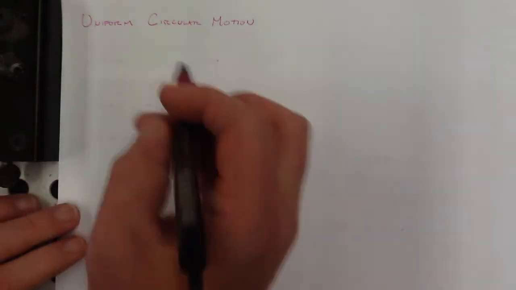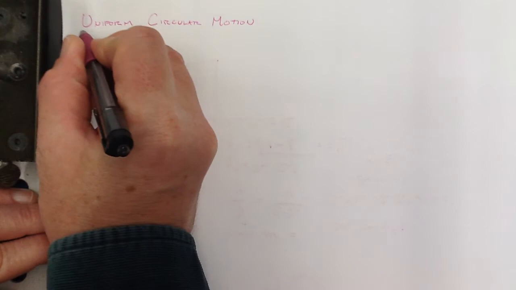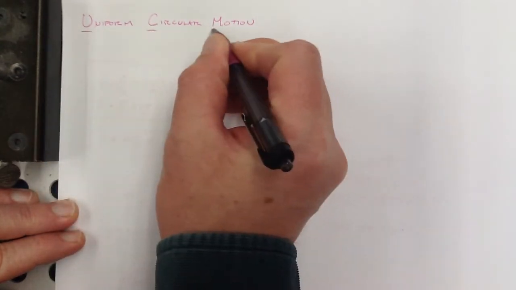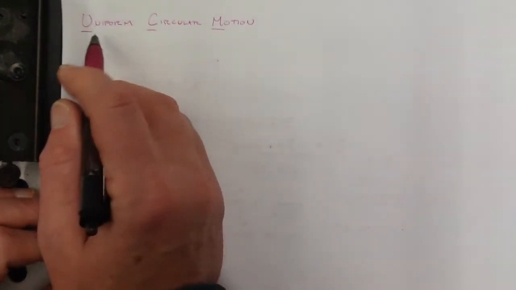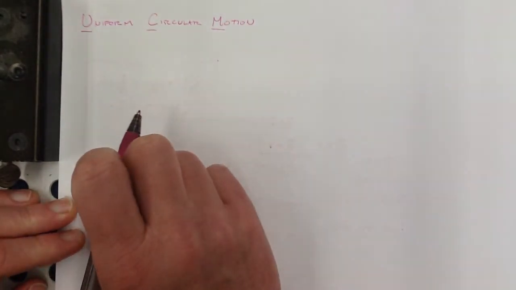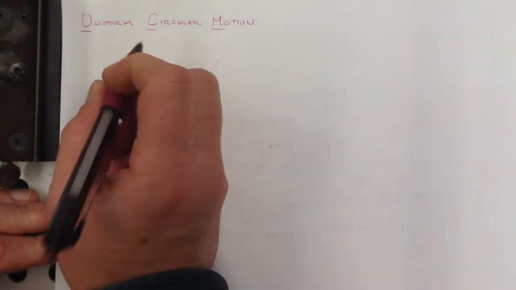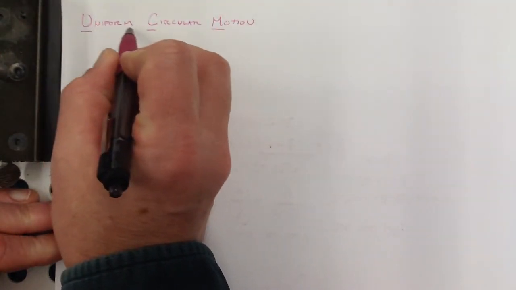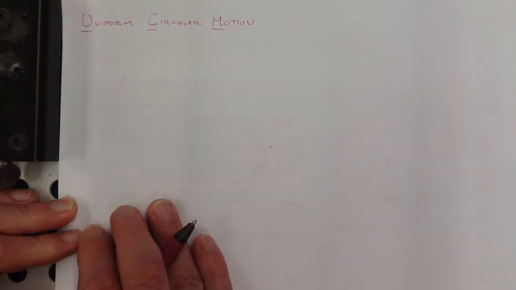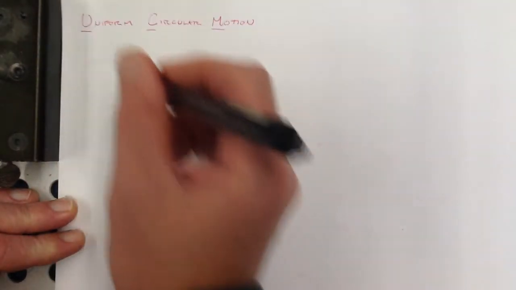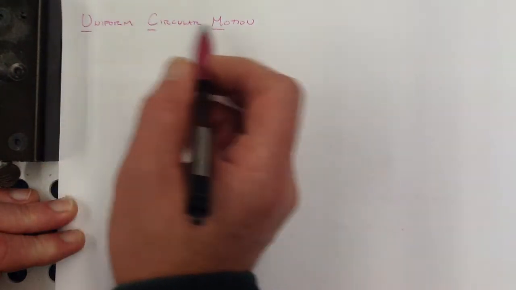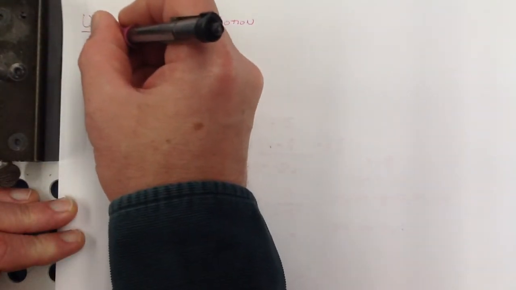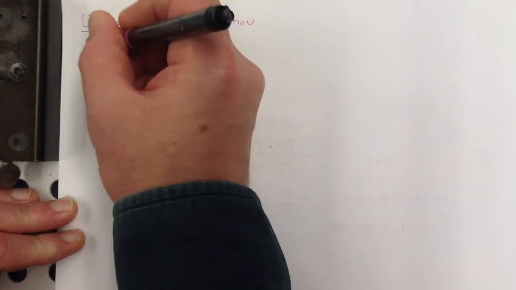Hey, AP Physics. We're going to talk about uniform circular motion today, and I will often abbreviate that UCM, uniform circular motion. Well, what do these words mean? Uniform, you probably know, is like one form. This means same. So what's the same about it? It's the speed.